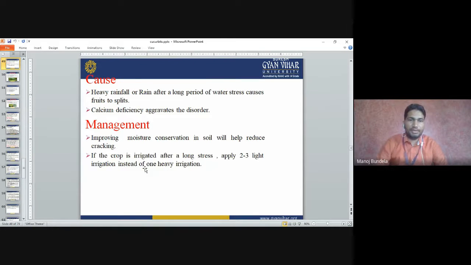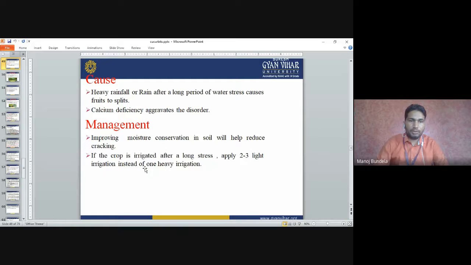Causes: heavy rainfall, and rain after a long period of water stress, cause fruit splitting. Calcium deficiency aggravates the disorder. Management: improving moisture conservation in the soil will help to reduce the cracking.